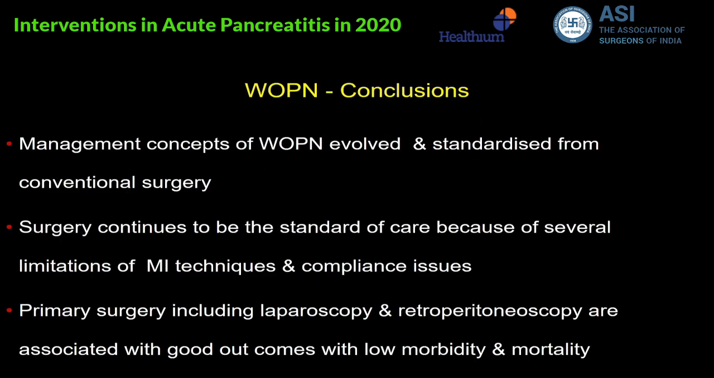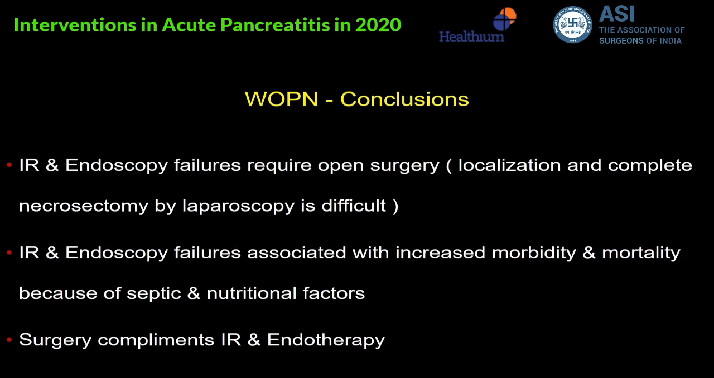Surgery continues to be the standard of care because of several limitations of MIS techniques and compliance issues. Primary surgery, including laparoscopy and retroperitoneal scope, is associated with good outcomes with low morbidity and mortality. And interventional radiology or endoscopic failures require open surgery, because once you do an interventional radiology or endoscopic procedure, localization and complete necrosectomy and laparoscopy becomes difficult.